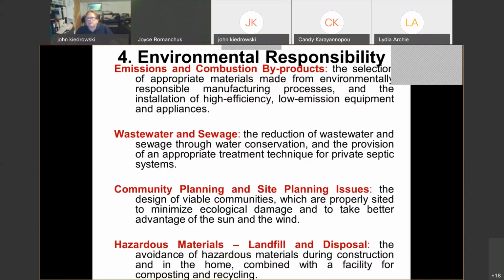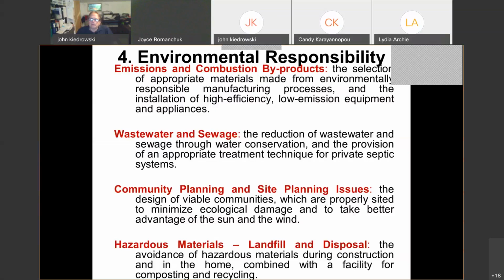There's the environmental responsibility portion. So the emissions and combustion byproducts. Again, when we take a look at some of the things such as, we'll call it even the kitchen cabinets, the glues, the materials used to create the wood itself, sometimes those certainly have an impact and will off-gas, causing other issues of indoor air quality.